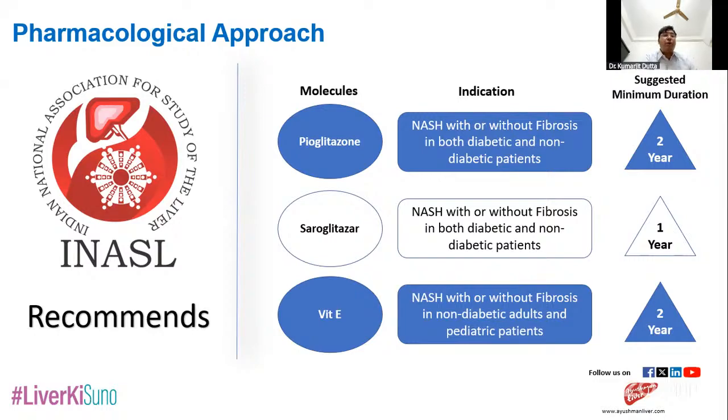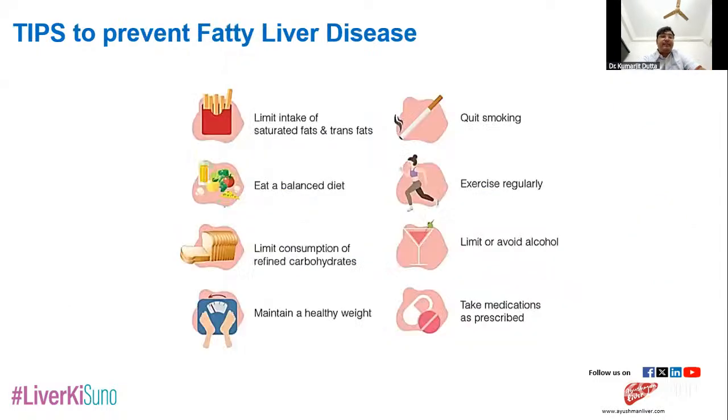modifications. So, next slide. Tips to prevent fatty liver disease. Everything in the slide is already explained. Quit smoking, exercise regularly, limit or avoid alcohol. For our part of the world, alcohol is very dangerous in terms of fatty liver disease. Though it is non-alcoholic fatty liver disease, it's a lifestyle modification.